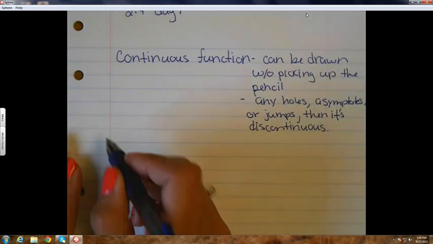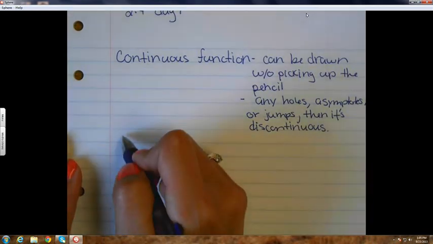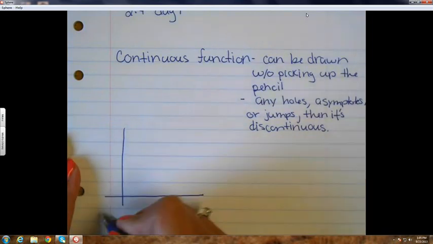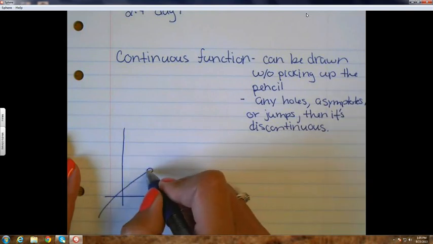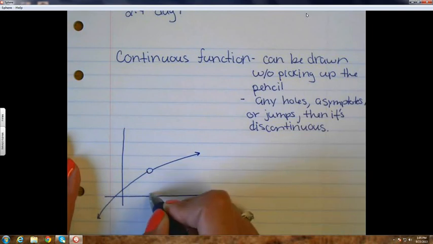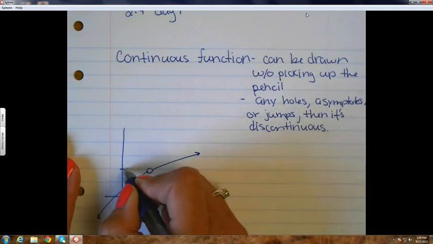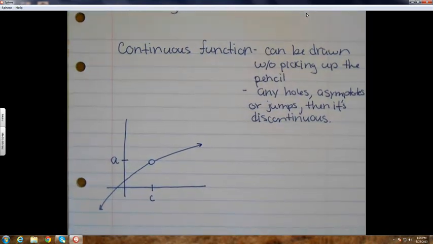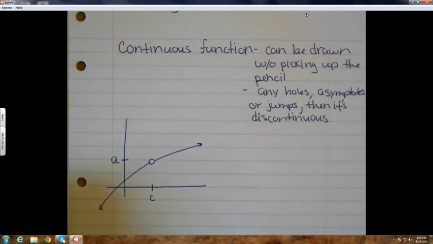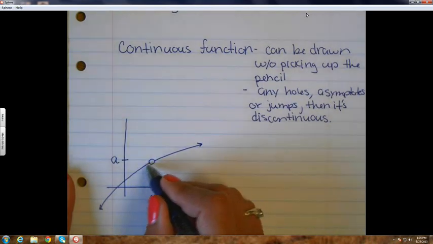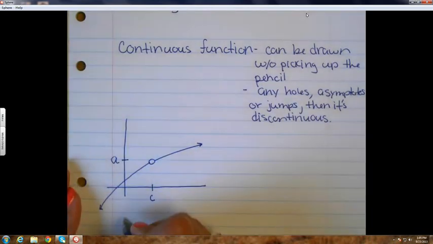So our first one looks like this. And we're going to ask if it's continuous at a specific point. Obviously, the point I'm going to ask here is at C. So, because I cannot draw this completely without picking up my pencil, it's a discontinuous graph. So we're going to say not continuous.